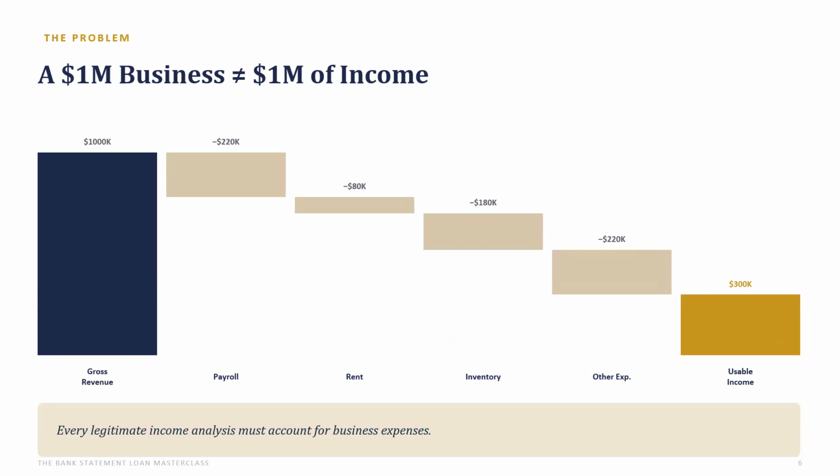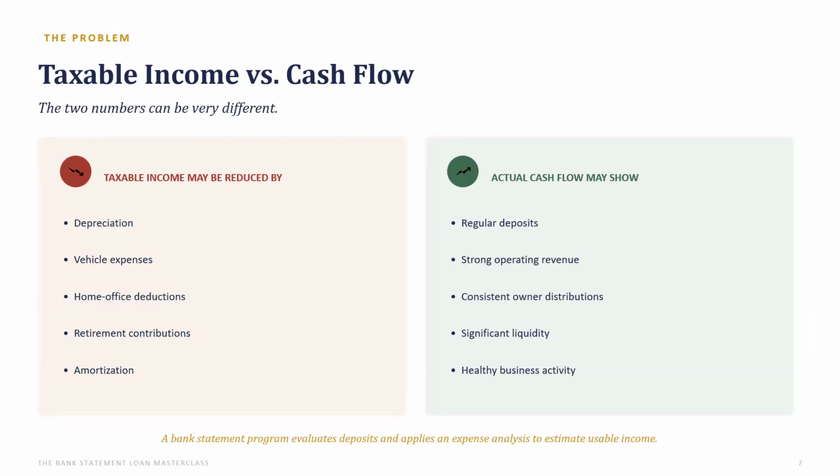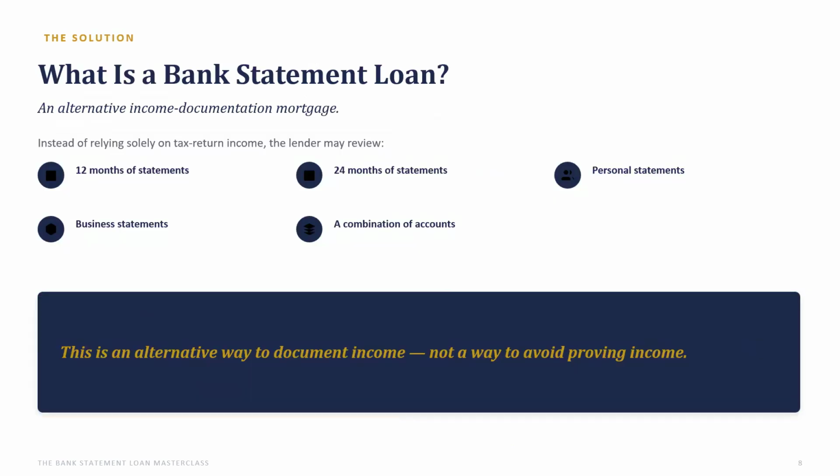Look at this. This is an example here. Every legitimate income analysis must account for business expenses. Taxable income and cash flow are not the same thing. They can be very different. Taxable income is reduced by depreciation, vehicle expenses, home office deductions. Actual cash flow may show regular deposits, strong operating revenue, consistent owner distributions, significant liquidity, healthy business activity. So a bank statement program evaluates deposits and applies expense analysis to estimate usable income.